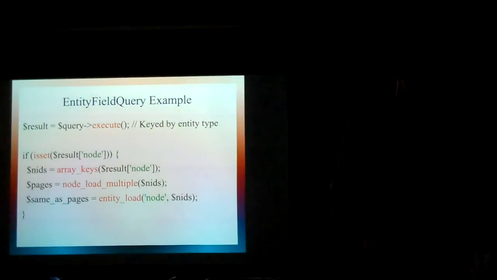So then, you build the query, you execute it, and then it returns the node IDs. And because it can return entity IDs across different entity types, it actually keys it based on the entity type. So in this case, we were just looking for nodes, but we still need to go into the node part of the array to find the entity IDs for node. That's so we know which entity IDs relate to which entity types, because you can't load an entity without knowing both its ID and its type.